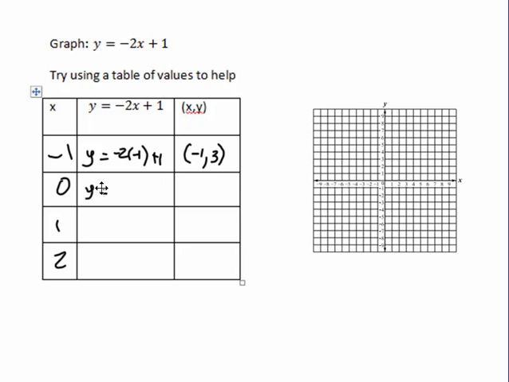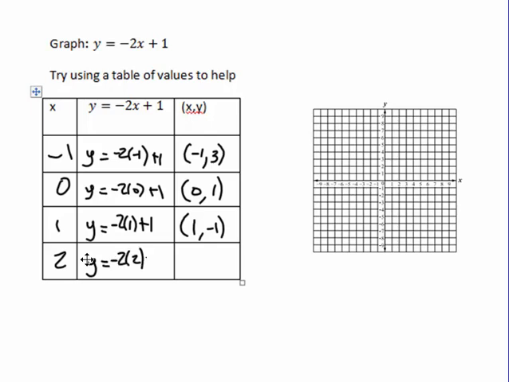And now when I plug a 0 in for x, so negative 2 times 0 plus 1, well, 0 times anything is 0. 0 plus 1 is 1. So I get 0 comma 1. And let's plug a 1 in there, so I get y equals negative 2 times 1 plus 1. And negative 2 times 1 is negative 2, and negative 2 plus 1 is negative 1. So I get the point 1 comma negative 1. Now if we plug a 2 in, I get y equals negative 2 times 2 plus 1. And when I say negative 2 times 2, I get negative 4. Negative 4 plus 1 is negative 3. So I have the point 2 comma negative 3.